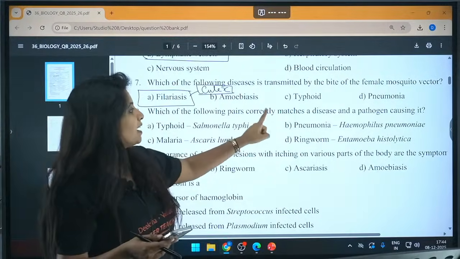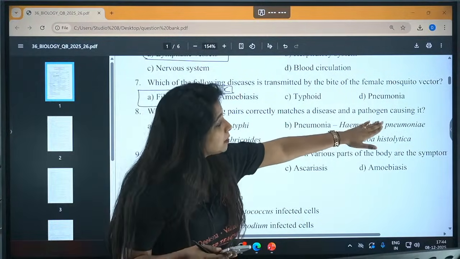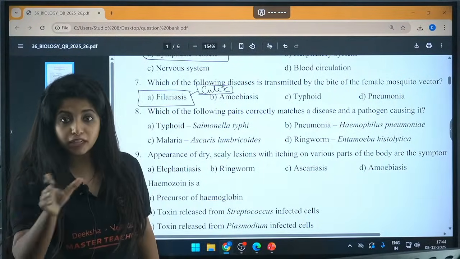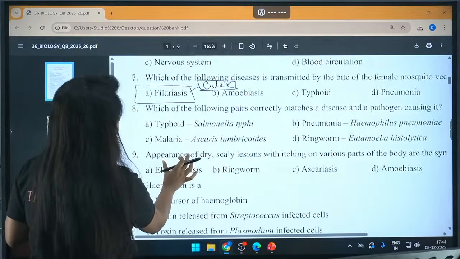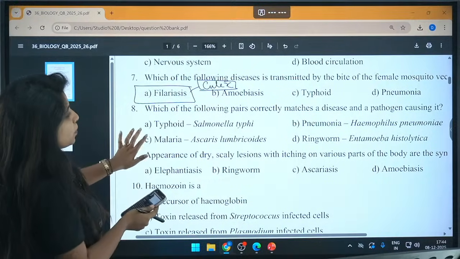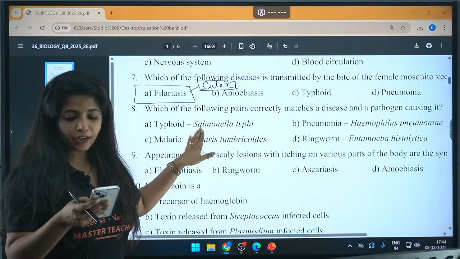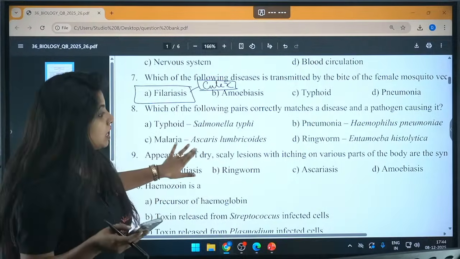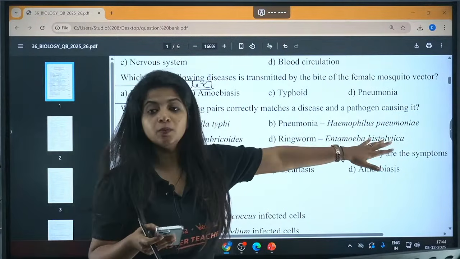Which of the following pairs correctly matches a disease and the pathogen causing it? You have to tell the disease and the pathogen causing it. It should be a correct match. First, typhoid caused by Salmonella typhi. Is typhoid caused by Salmonella typhi? Yes, it is. What about pneumonia? Haemophilus pneumoniae.